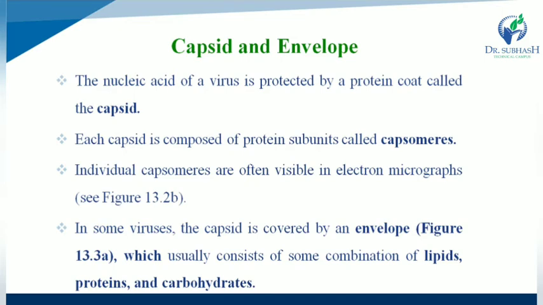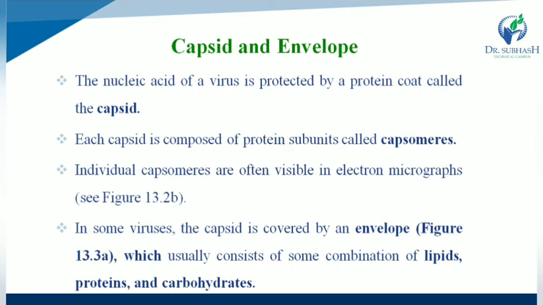These protein subunits are called capsomers. The blue colors show the various capsomers present. Individual capsomers are often visible in electron micrographs. And in some viruses, the capsid is covered by an envelope, which usually consists of some combination of lipid, protein and carbohydrates.